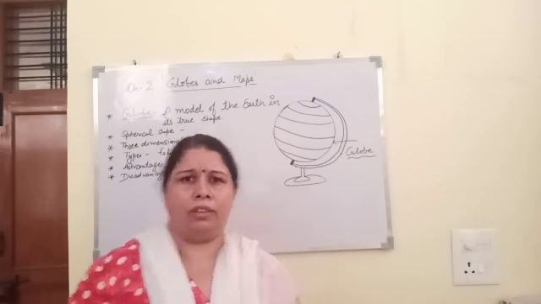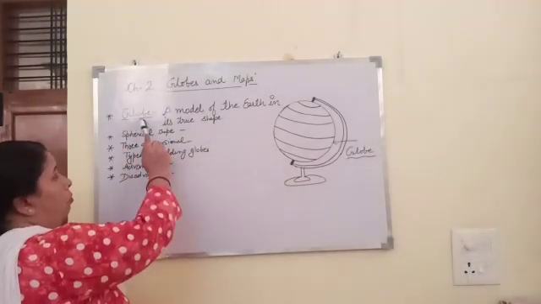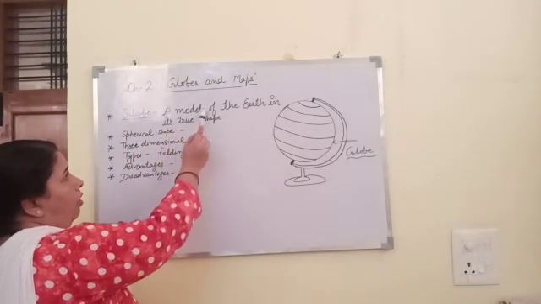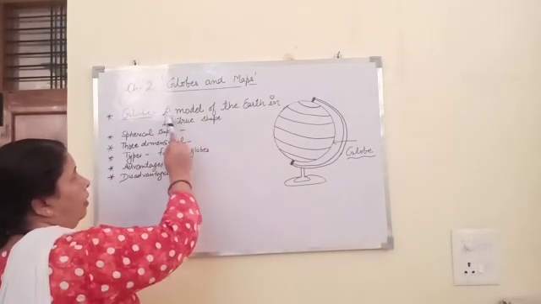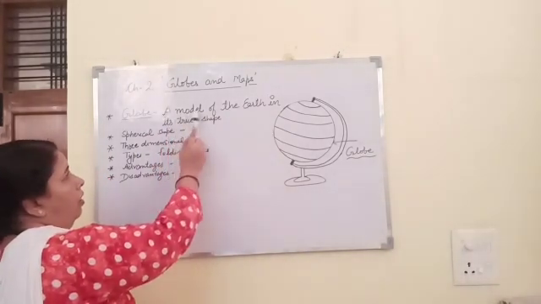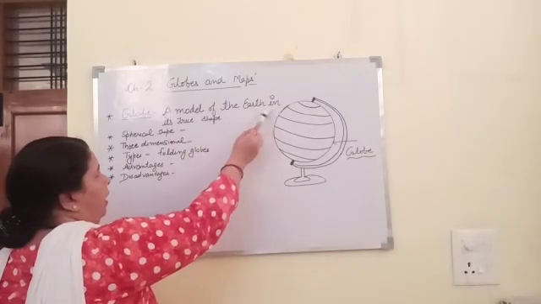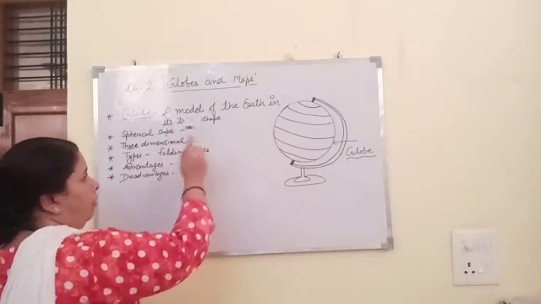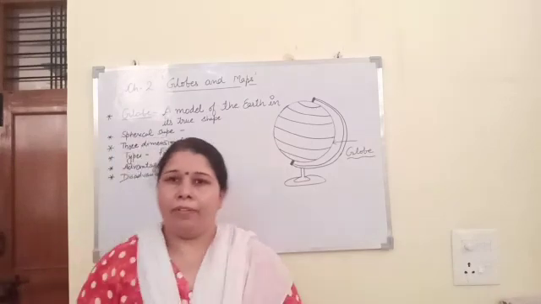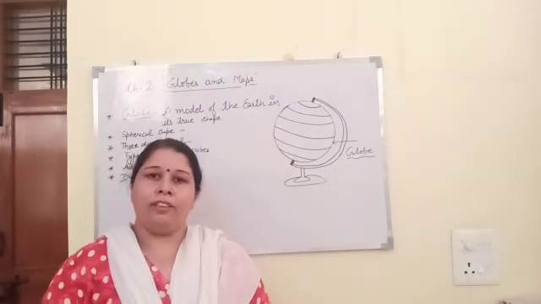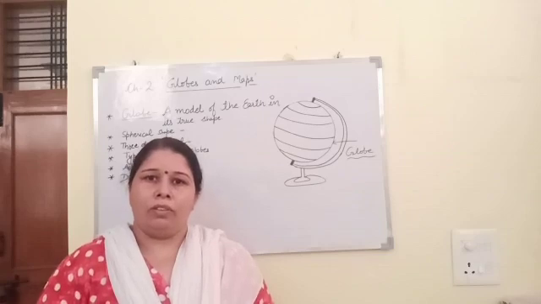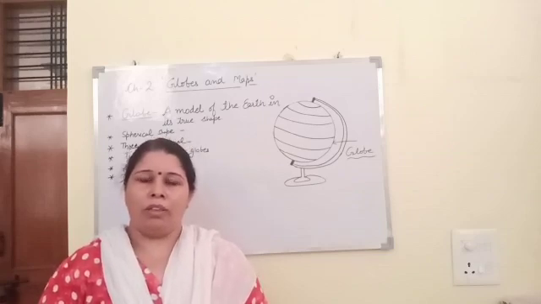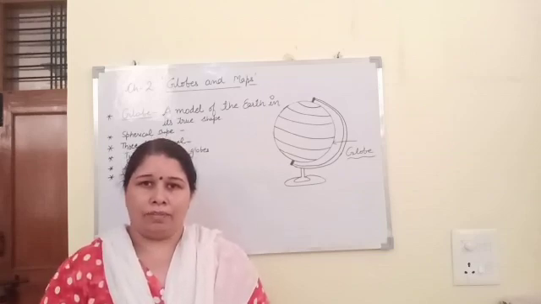Now we will discuss. Globe, a model of the earth in its true shape. What is a globe? A model of the earth in its true shape. With the help of a globe, we can see the true shape and size of the earth. So, globe is a best model to see the earth.